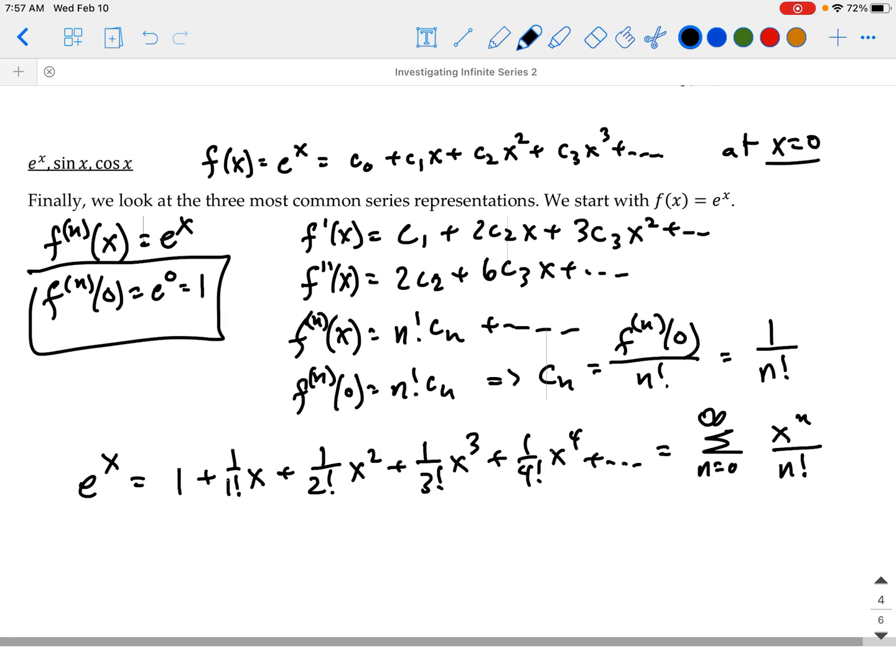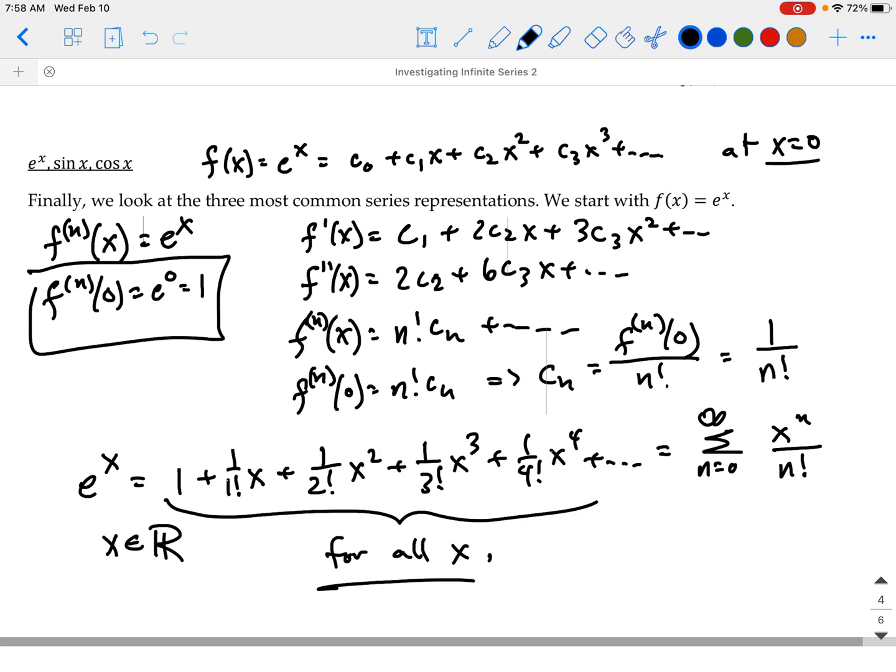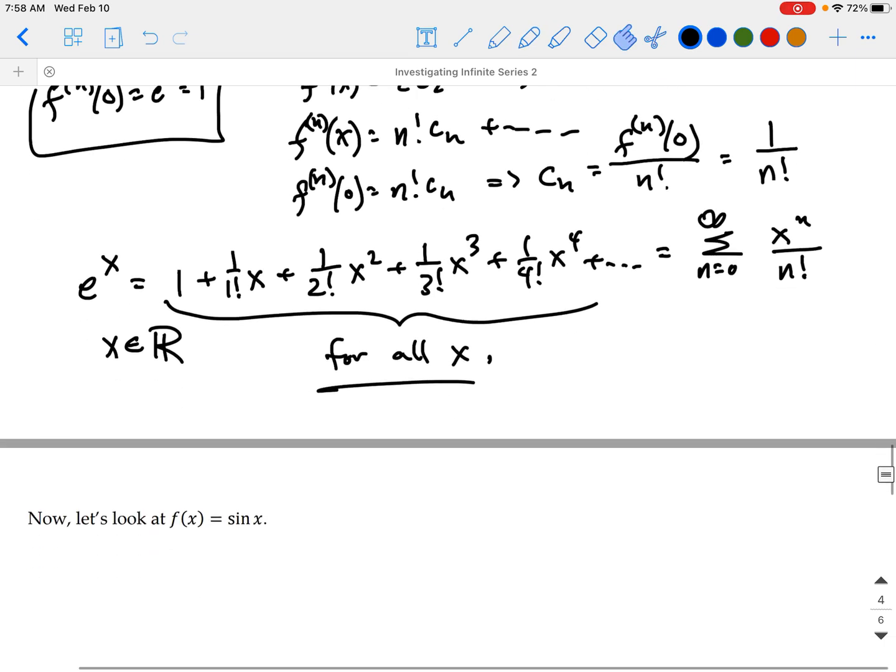And what we'll eventually figure out is that x can be any real number for this case. So this series determines e to the x for all x. So the interval of convergence here is going to be the real number system. So it's going to have an infinite radius of convergence. Okay, so we've got that.